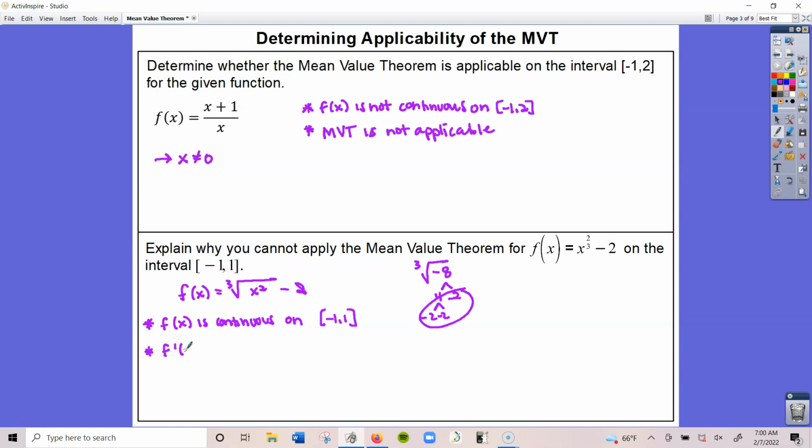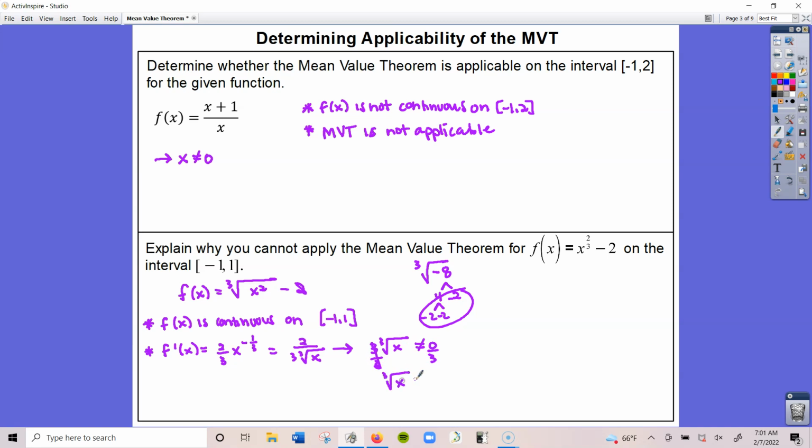If I take the derivative, I would get 2/3 x raised to the -1/3, and then the derivative of -2 is 0. I can rewrite this as 2 over 3 cube root of x. Now look at the denominator. I now have my variable in the denominator. So I would put here whatever is in the denominator, 3 times the cube root of x, and it cannot equal 0. If I divide both sides by 3, 0 divided by anything is 0.